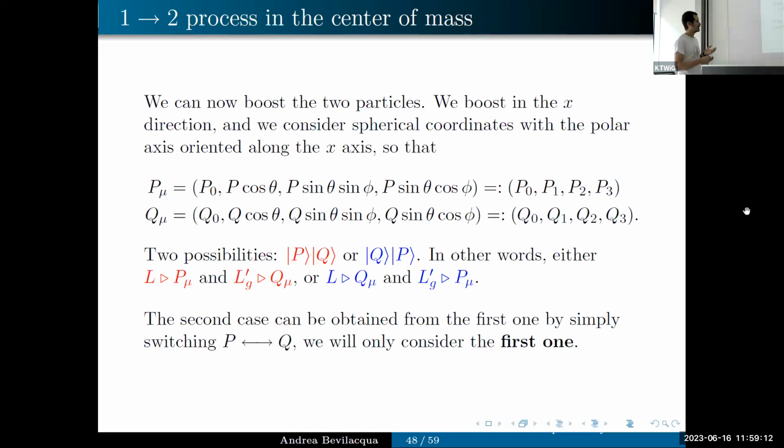And now we have two possibilities. Now, what is the tensor product states? It can either be PQ or QP. So it depends on which particle you decide to put before. In other words, you can either act with the canonical boost on P and with the deformed boost on Q, or vice versa, of course. Now, the second case can be obtained from the first one simply by switching P and Q. So we just consider the first one, but the second one is exactly the same. You just switch them around.